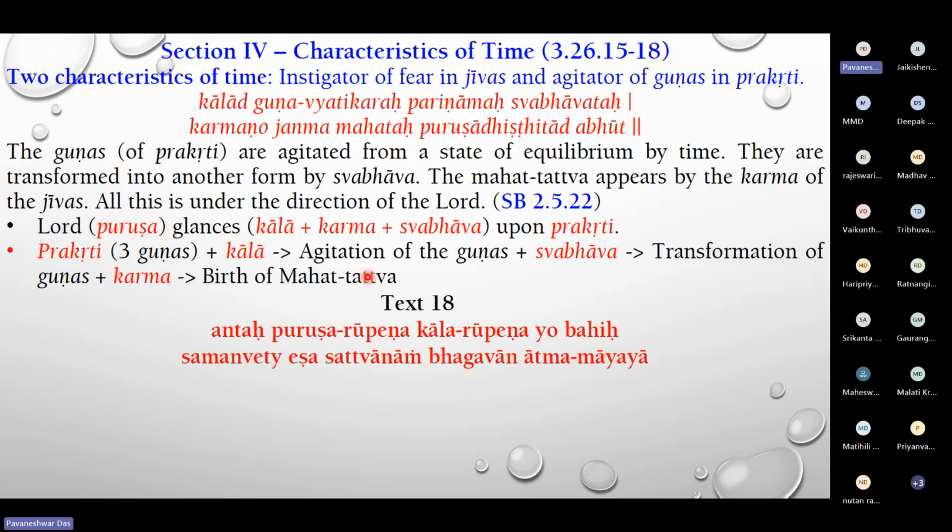So this is how time, which is considered the 25th element, has two activities to perform. One is to agitate Prakriti, or to agitate the three gunas of Prakriti, and to create fear in the Jiva. As long as Jiva identifies with this body, there is fear. We become fearless only when we realize we are Jivatma, an amsha of Paramatma. Till then we are subjected to fear somehow or other because of something or the other. Fear will be there until then.